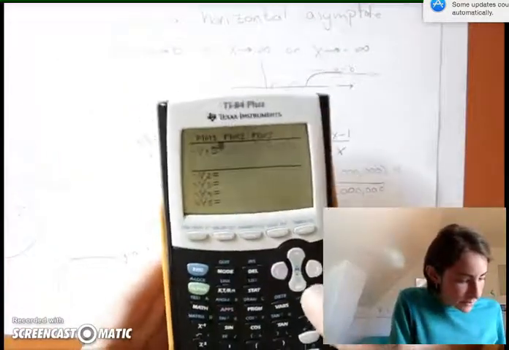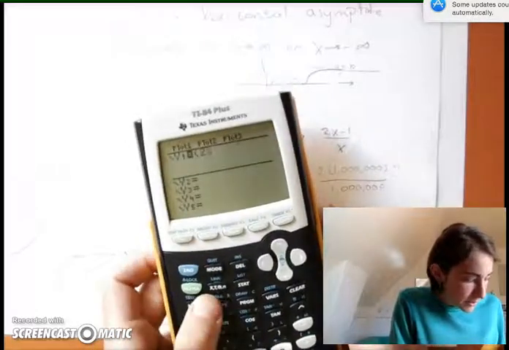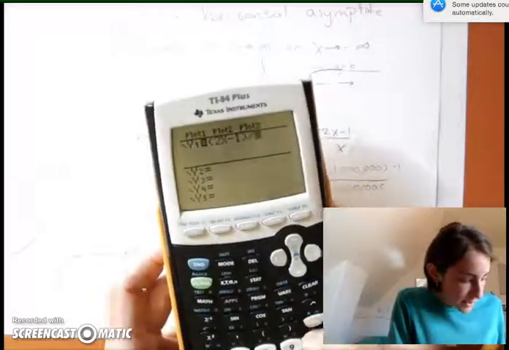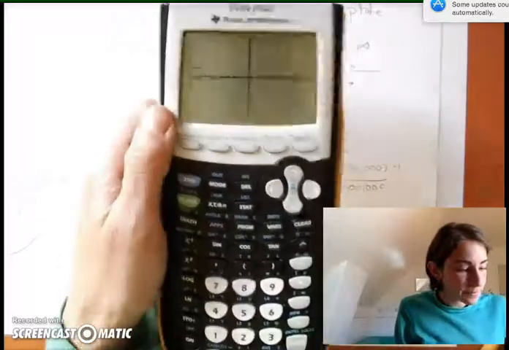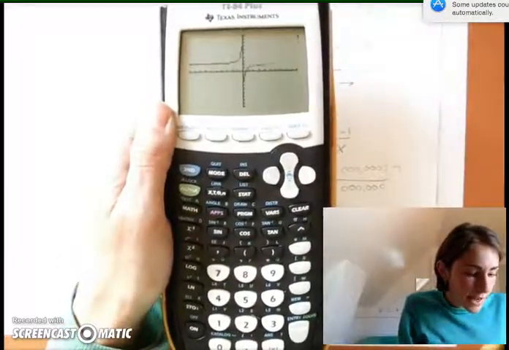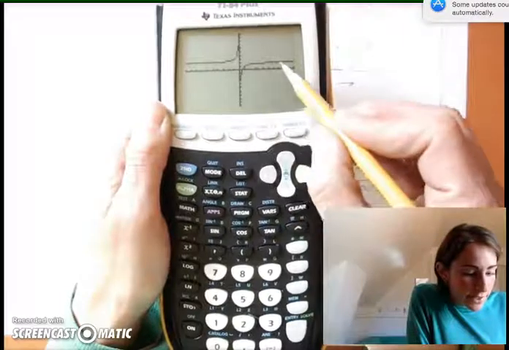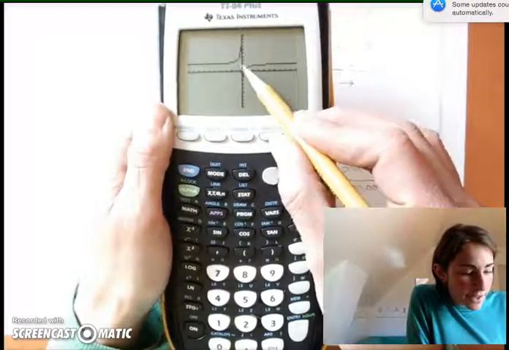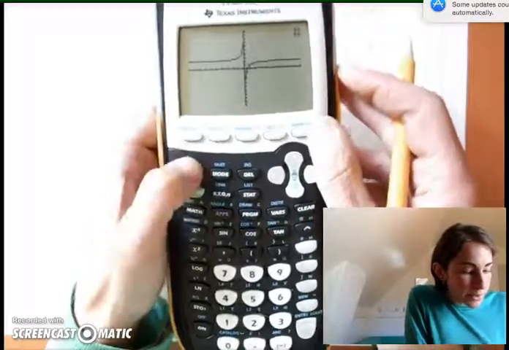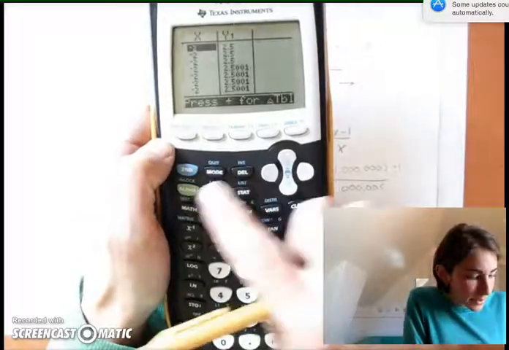So let's do it. In the numerator, we have 2x minus 1. In the denominator, we have x. And there's our graph. As the x values get really, really large, the y values are getting closer and closer to 2. We can see that in the table.